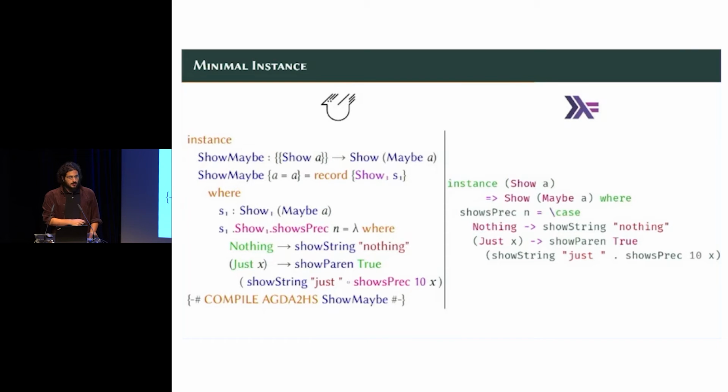But the crucial thing here is that our translator has to chase down those definitions of how you use them, detect this usage pattern of sub-records, and then inline it. Because in Haskell, you cannot have importing instances or instances as first-class values, so to speak.